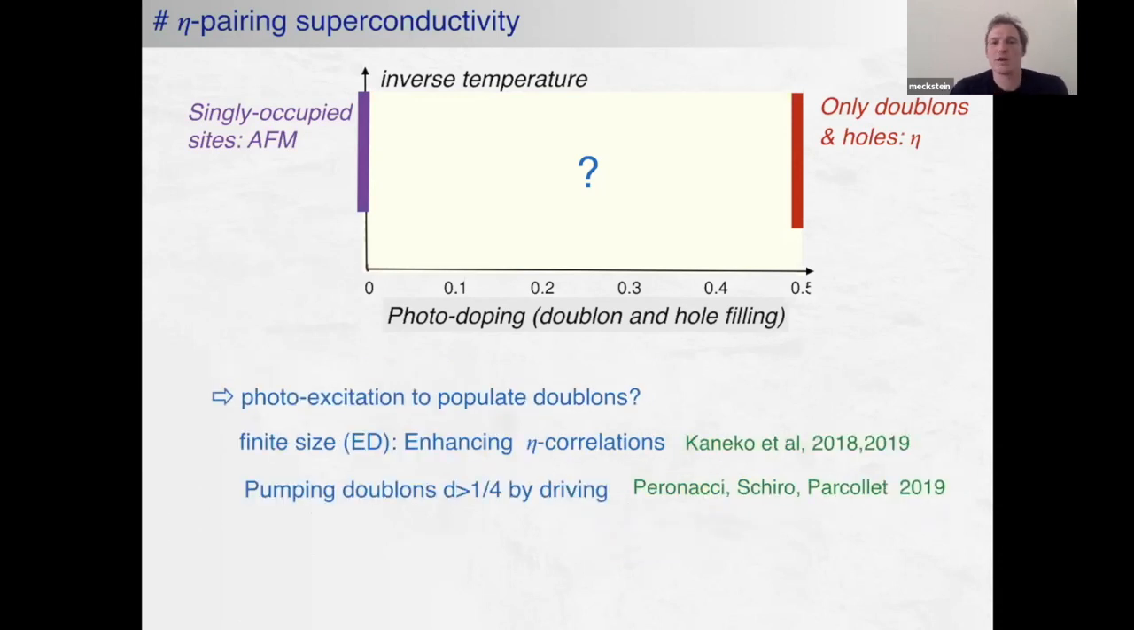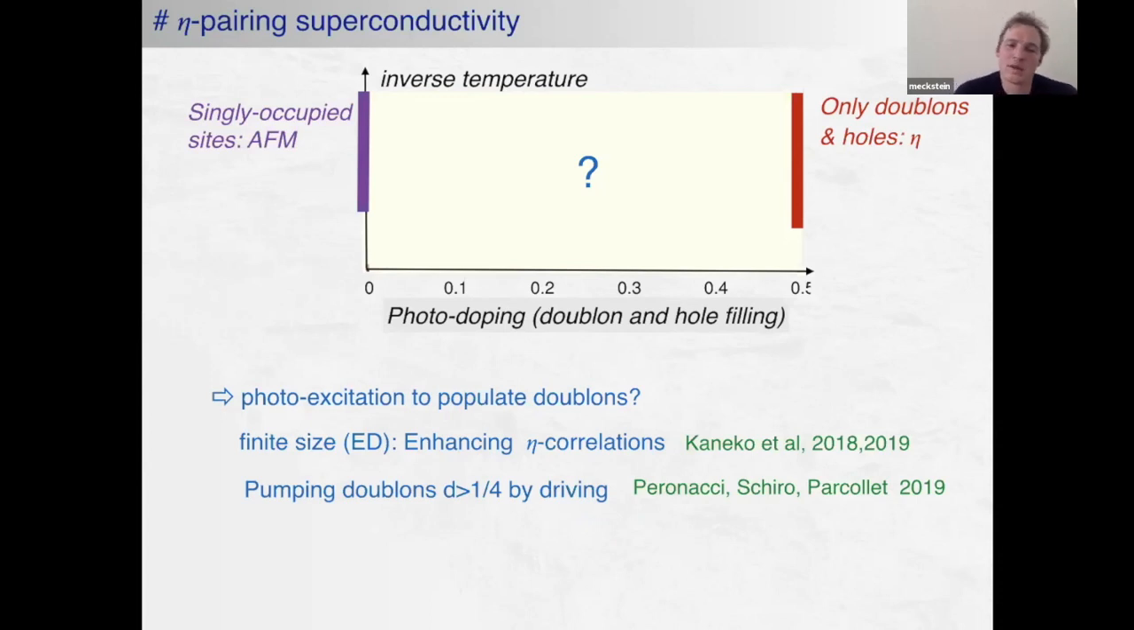Now the question is, of course, in between these limits, and if you go away from this perturbative limit, what kind of states would you have? It has been proposed by several authors that by populating these doubly occupied states, you can really create this so-called eta pairing superconductivity. For instance, there are a series of nice papers by Kaneko, who is now at the Flatiron Institute, who has shown using exact diagonalization calculations that by short pulses in a 1D system, one can enhance these eta pairing correlations.